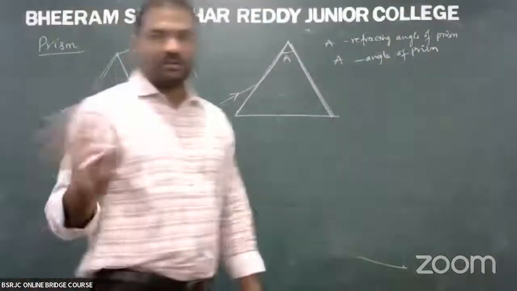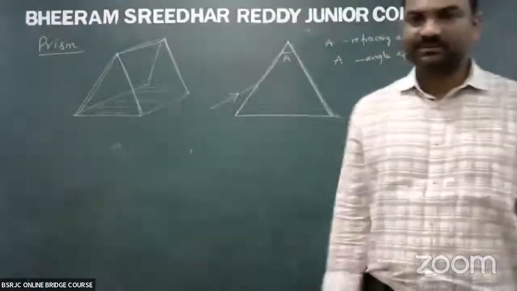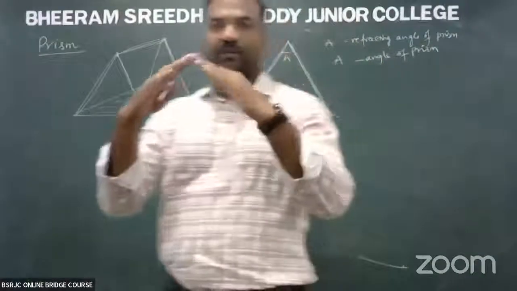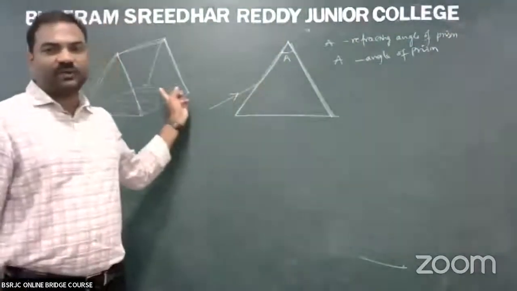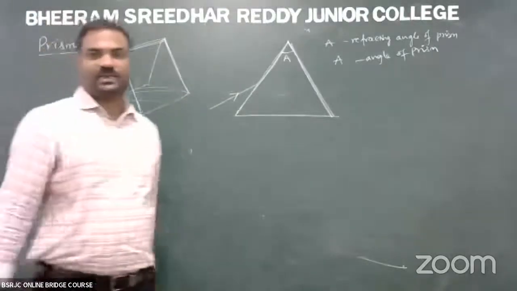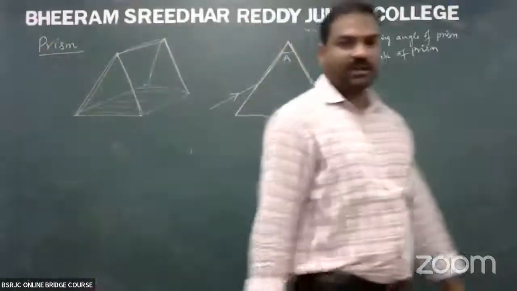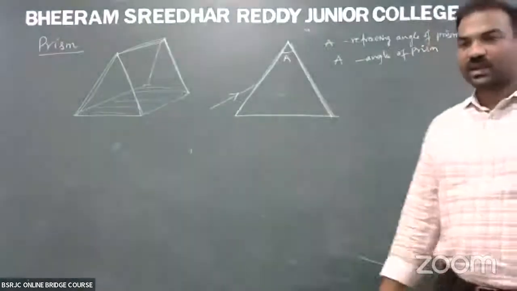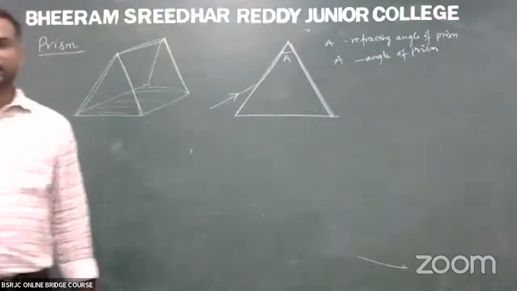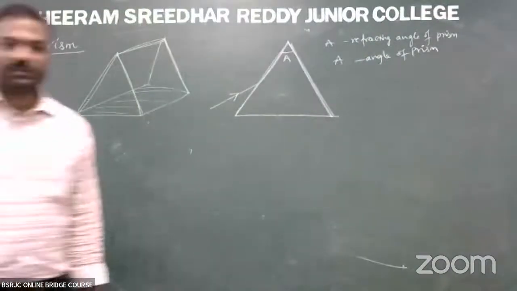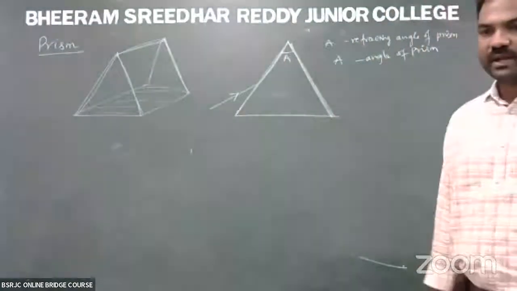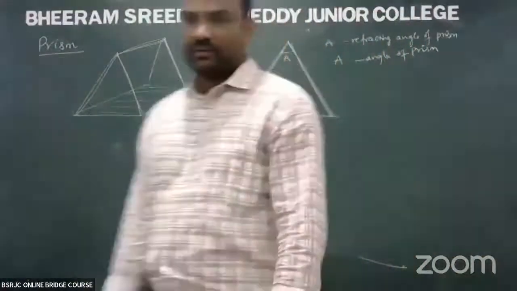No Tejas, don't confuse. Angle of pyramid is something different. It's not angle of pyramid. Pyramid is different from prism. A pyramid always meets at one point, and it will have one base with four triangular surfaces. That's called a pyramid. This pyramid is different from prism.